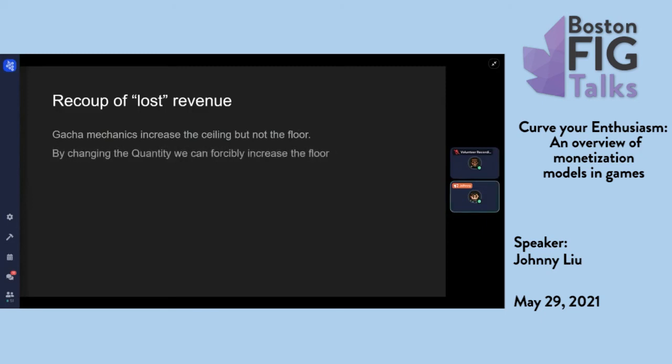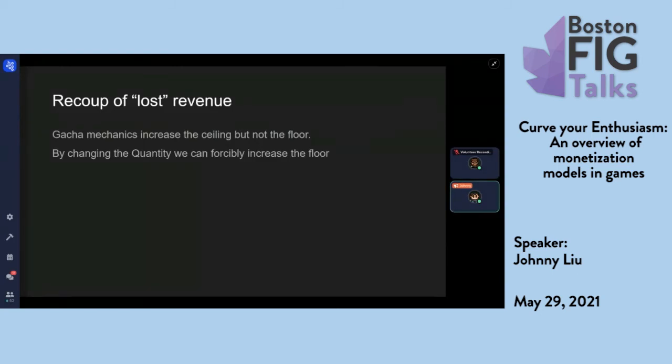But if we change the quantity, we can forcibly increase the floor. What I mean by this is a lot of the gacha mechanics, when they do limited time banners, they're on a timer, right? So a user may not be willing to spend until the very end. And even if they do spend at the very end, if they were willing to spend like $200, say, to get the thing they wanted, and they got it $10 in, that's $190 that they didn't spend on the game. And from a business point of view, that's what I would consider a loss. I could have sold something for $200, but I sold it for $10.